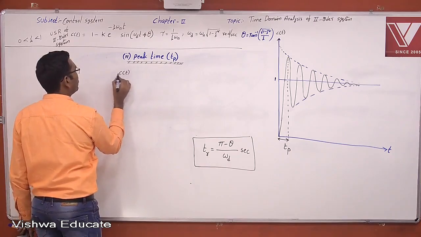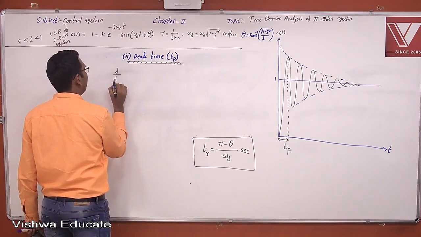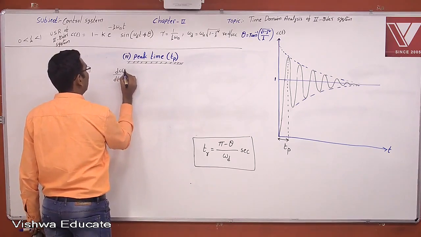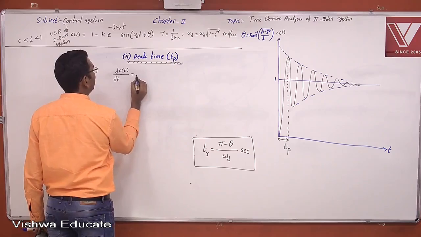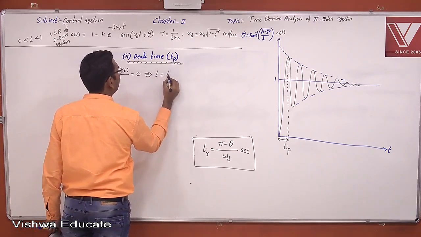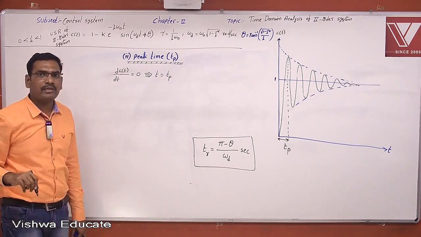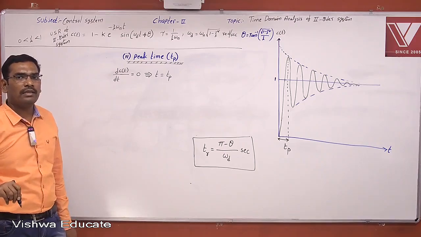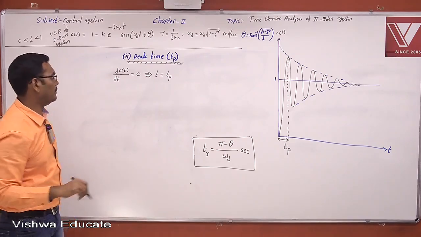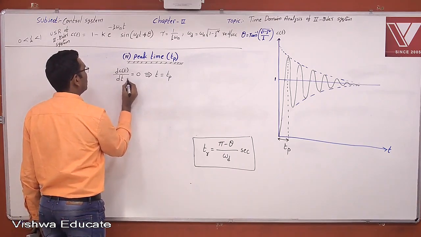First you should differentiate this response, d by dt of c of t, with respect to time, and set it equal to 0. That time is called the peak time. Differentiate the response with respect to time and equate to 0; that time is nothing but the peak time.